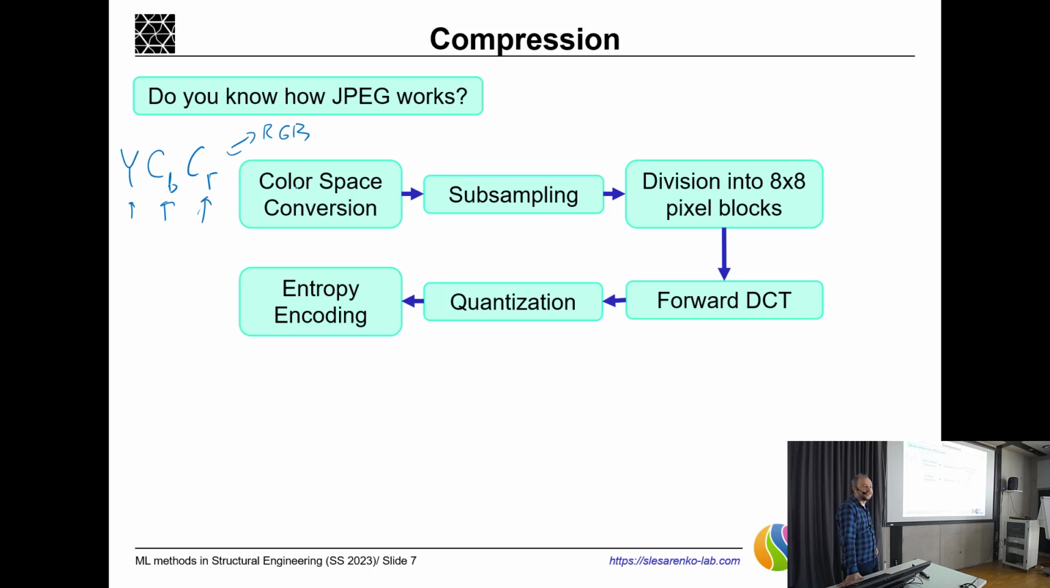Yes, discrete cosine transformation. It's something similar if you heard about Fourier transformations. It's sort of in the same family. Then there is quantization, and then there is entropy encoding. Two of these steps are lossy, so they lose information. Which one do you think? Which of these two steps are actually losing information?